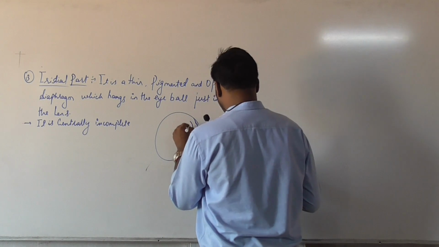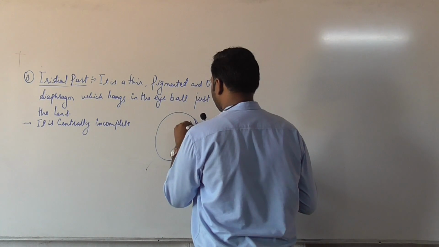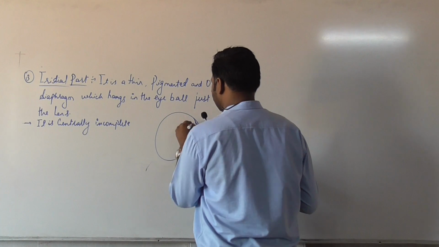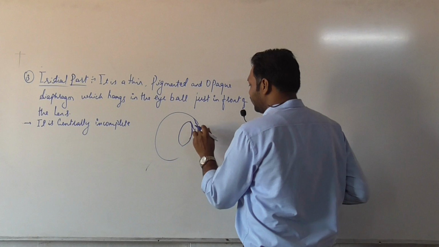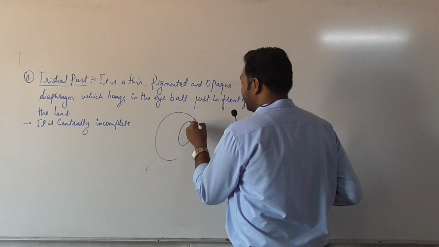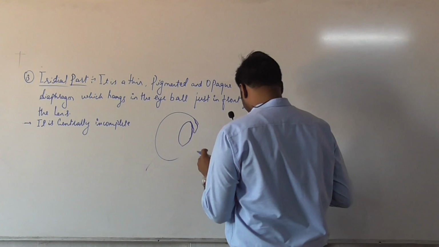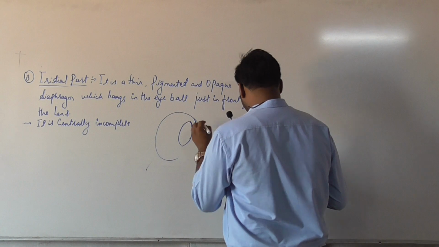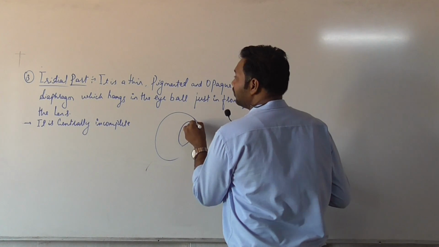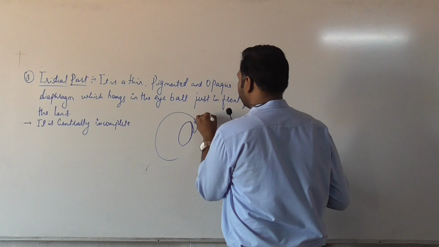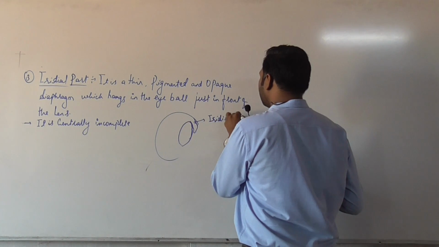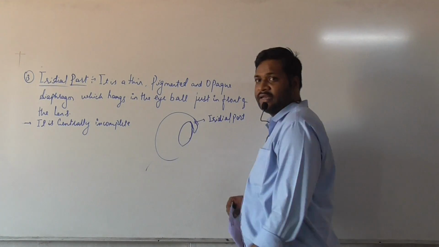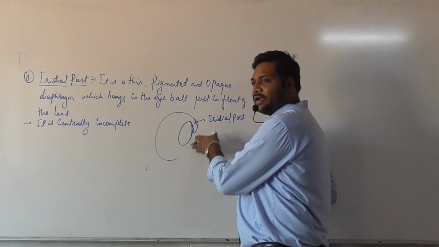Around the lens there is a hanging part. Suppose this is a lens, and around the lens there is a hanging part around it. That hanging part is nothing but the iris or iridial part. And why is it said to be incomplete? Because it is not covering the entire lens.